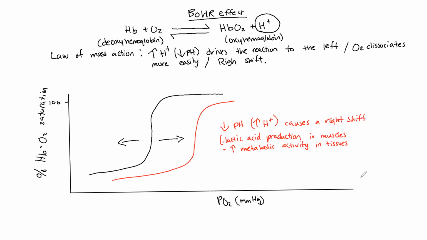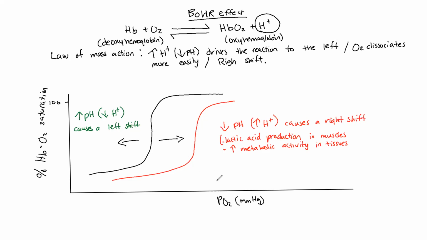Our left shift would happen if we had a higher pH. In other words, less acidity, right? Less hydrogen ions. And that would cause a left shift. Okay. Right, I hope that's clear.